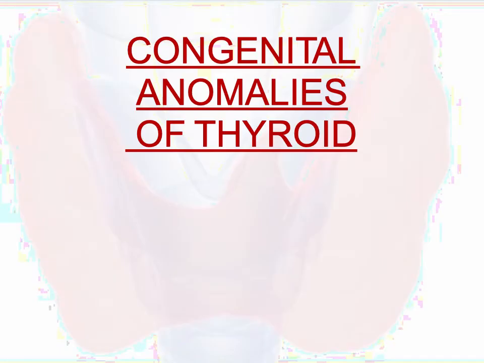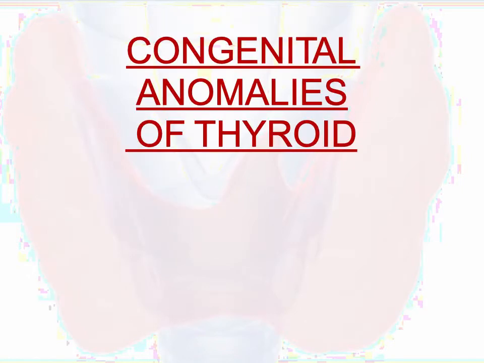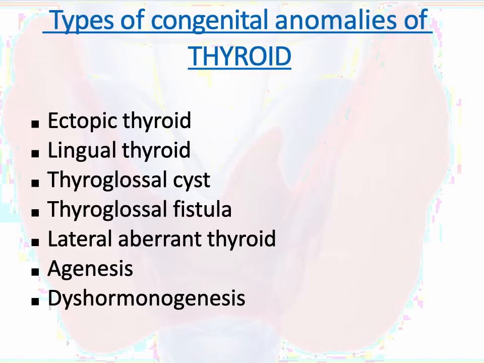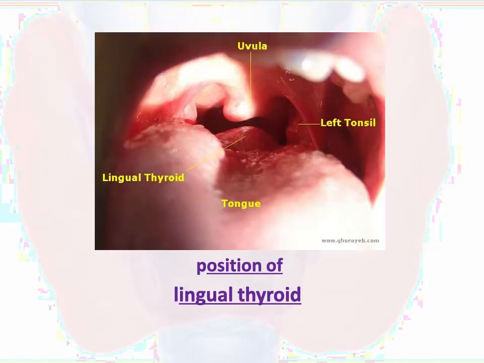Now, congenital anomalies of the thyroid. It may be ectopic, lingual, thyroglossal cyst. There may be fistula, thyroglossal fistula, lateral aberrant thyroid. There is a thyroid which is trapped in the line of descent on both sides, agenesis or dyshormonogenesis. These are the congenital anomalies of the thyroid. Just see the ectopic thyroid, position of the lingual thyroid. Just see, there's a left tonsil, the uvula is there, it is behind it.